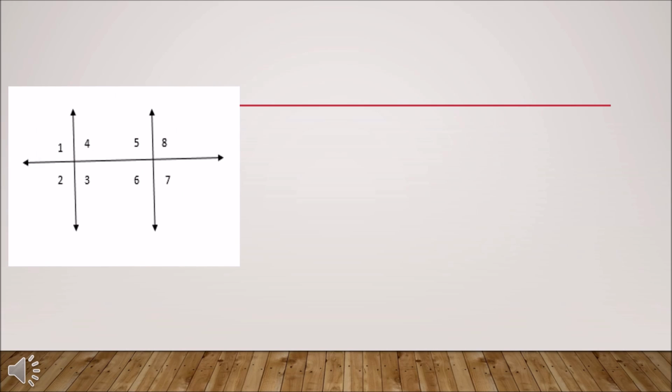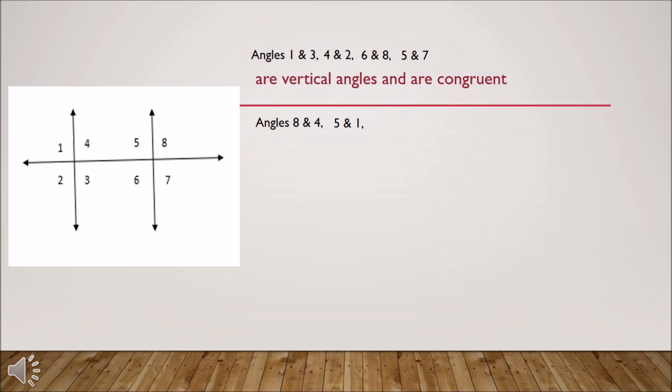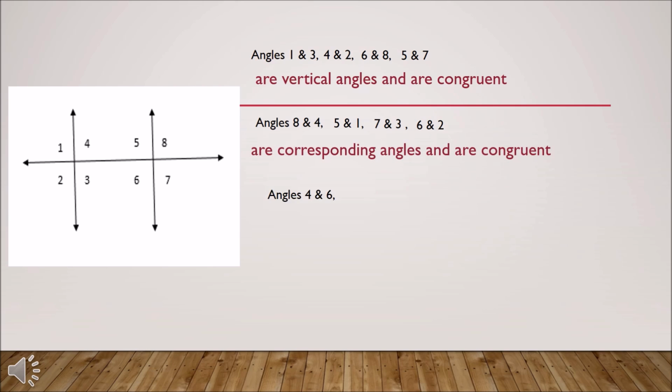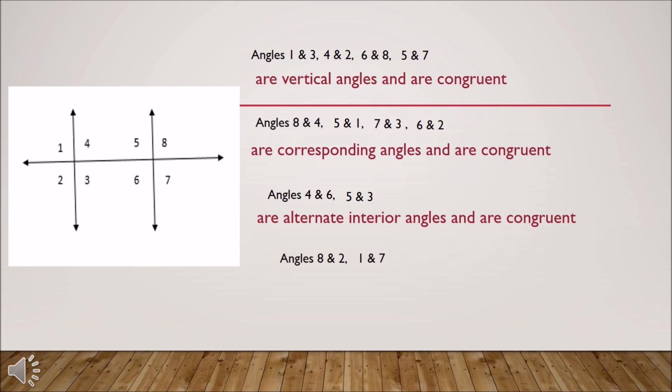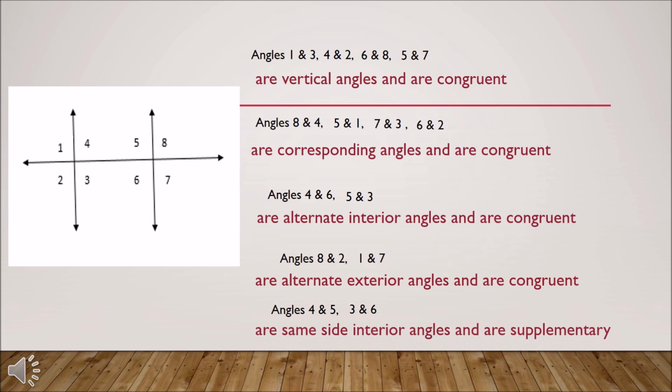In this figure, angles 1 and 3, 4 and 2, 6 and 8, and 5 and 7 are vertical angles and are congruent. Angles 8 and 4, 5 and 1, 7 and 3, and 6 and 2 are corresponding angles and are congruent. Angles 4 and 6 and angles 5 and 3 are alternate interior angles and are congruent. Angles 8 and 2 and angles 1 and 7 are alternate exterior angles and are congruent. Angles 4 and 5 and angles 3 and 6 are same side interior angles and are supplementary.